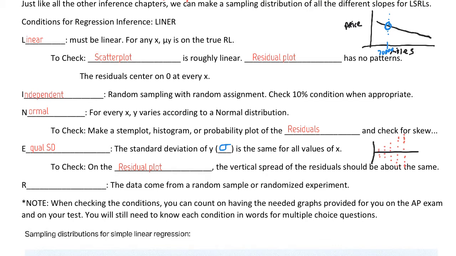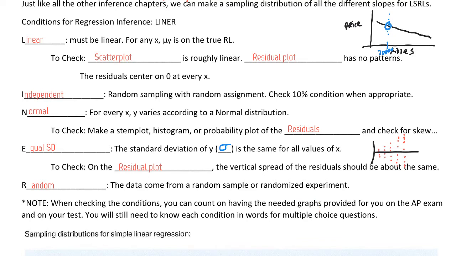And then lastly is the same as always, random. We just put them in a different order so it's spelled LINER. But the data needs to be random or a randomized experiment. And again, for that, like always, you pretty much just quote the problem. Now, when checking conditions, you can count on having all those needed graphs. And you'll still need to know each condition in words, though, for multiple choice questions.